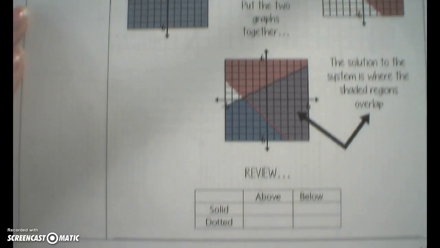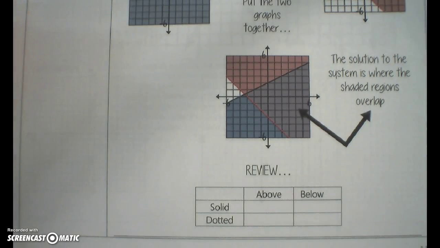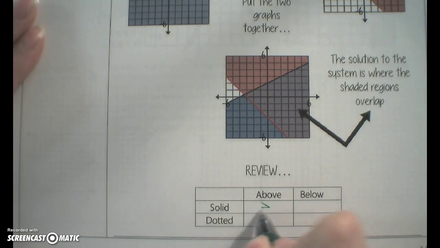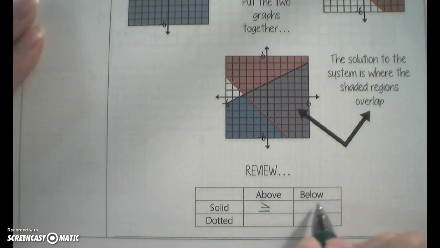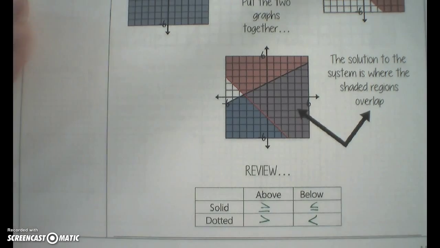So let's quickly review. If we are solid and above, then we would be greater than or equal to. If we're solid and below, then we would be less than or equal to. If we're dotted, then we're just above, greater than, no line, and less than for below and dotted.